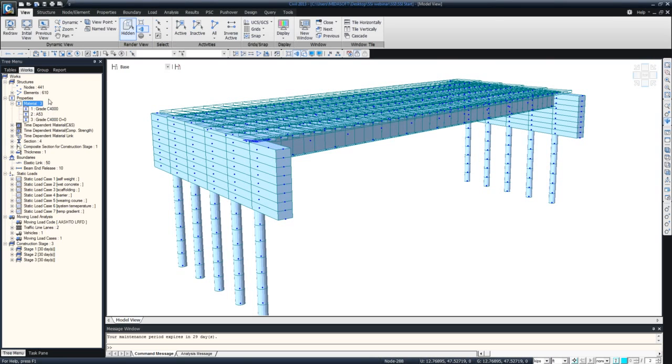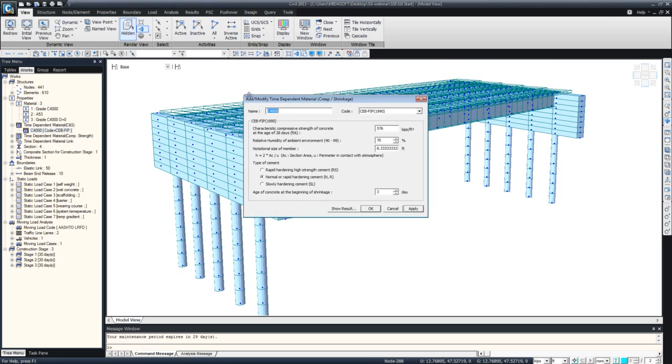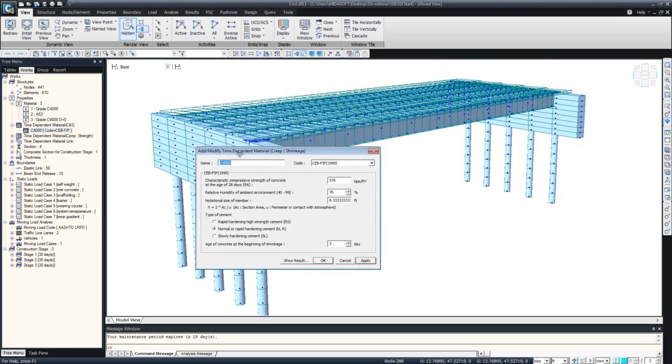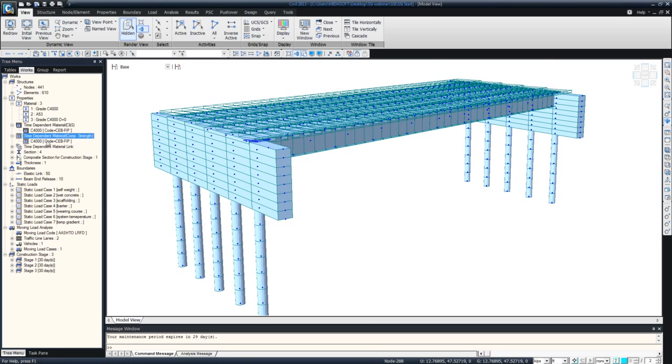So you can see the materials and the time dependent materials. As I said earlier, we need to study the effect of creep and shrinkage of the deck on the bridge. That's why I have defined the creep and shrinkage parameters as per the CEB-FIP code, which is considered to be the most practical. If you want to use the AASHTO code, you can also use it. Similarly, I have simulated how the compressive strength changes with time.